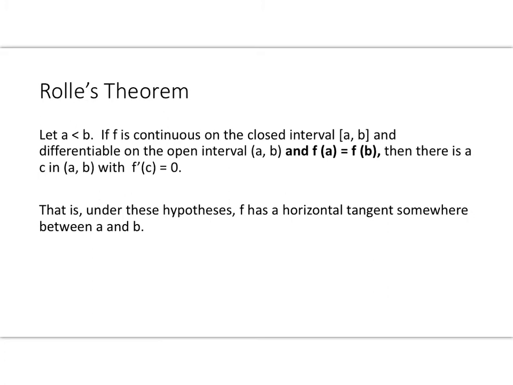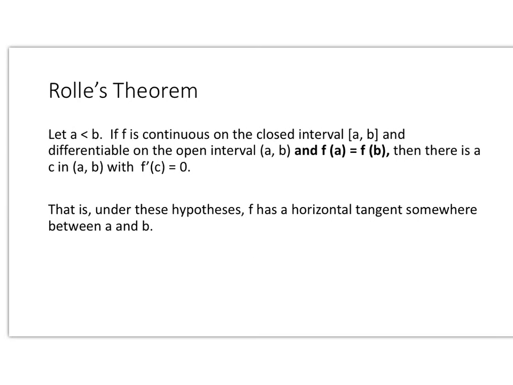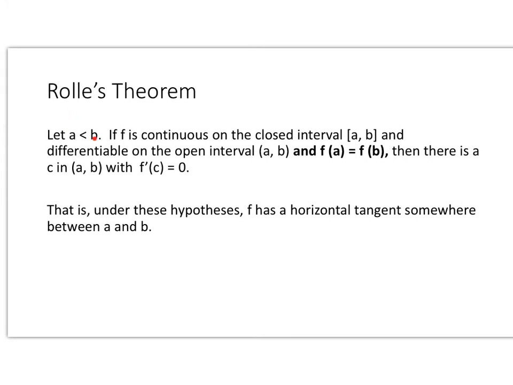Okay, so we're going to start with Rolle's theorem. Rolle's theorem says let a be less than b, any two numbers. F has to be continuous on the closed interval a to b, so including a and including b. And it's differentiable on the open interval a, b, so it doesn't necessarily have to be differentiable right at a and b. The other catch is that f of a has to equal f of b. If that's true, there is a c, some number between a and b, where the derivative equals 0.